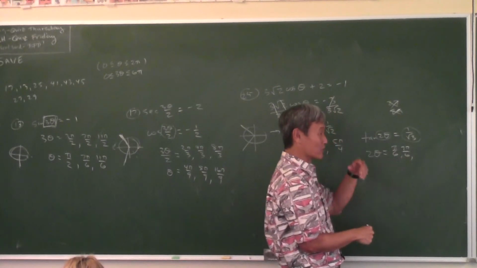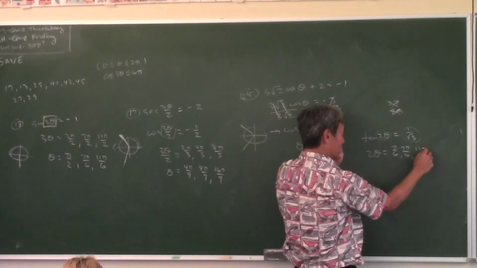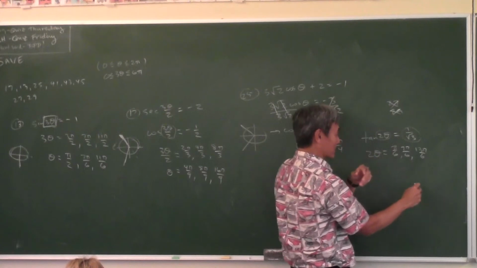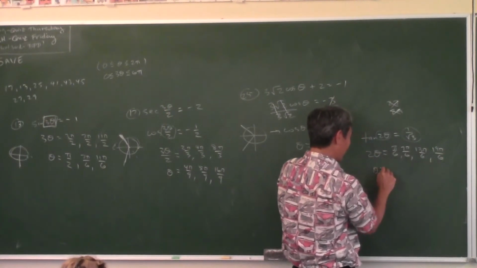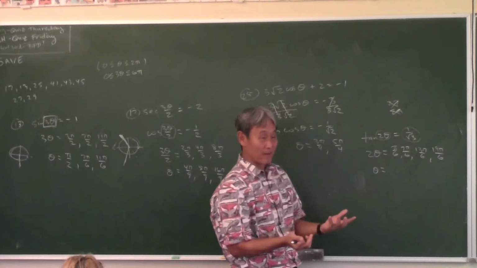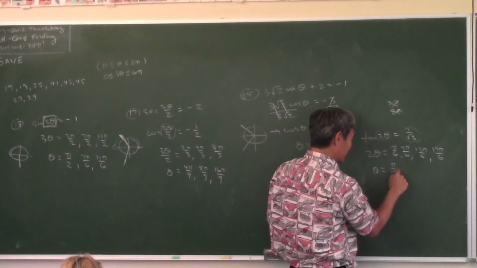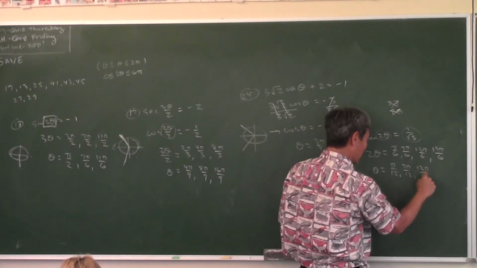Now 2 pi is 12 pi over 6, right? Add 12 pi over 6 to that, and then add 2 pi to that, which is 12 pi over 6, to get 19 pi over 6. So to solve for theta, you have to divide both sides by 2, which is like multiplying by a half, right? Multiply that by a half.